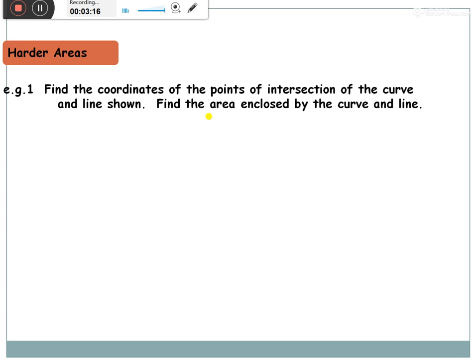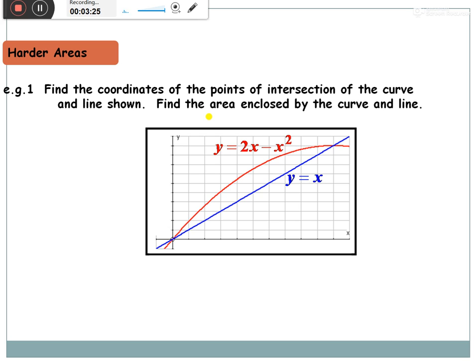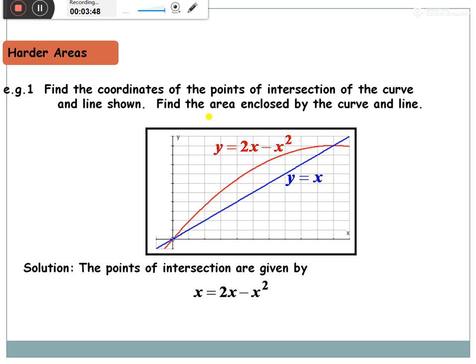Find the coordinates of the point of intersection of the curve and the line shown, and also find the area enclosed by the curve and the line. Here the curve is y is equal to 2x minus x square and the line is y is equal to x. We have to find the point of intersection. To find it, we have to solve the equations simultaneously. That means substitute y is equal to x in the equation of the curve: x is equal to 2x minus x square.